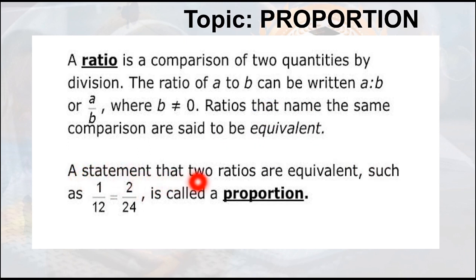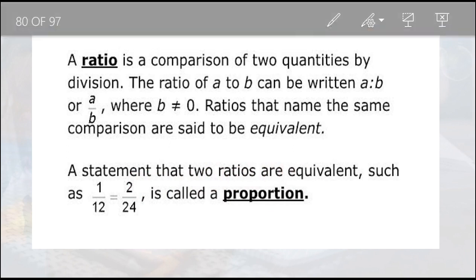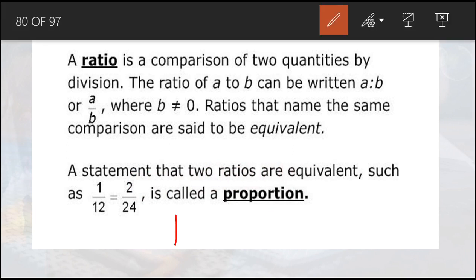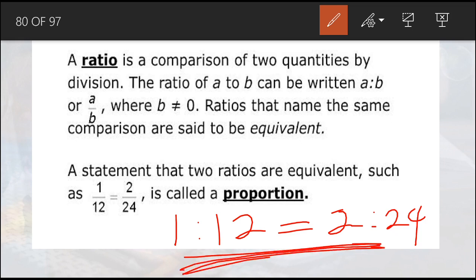This is called a proportion. What do I call it? Proportion. Whenever you have a statement in a ratio, take for instance something like 1:12 equals 2:24. If these two ratios are the same, if they are equivalent, you understand it now? If they are equivalent, if they are the same, we call them a proportion. What do I call it? Proportion. So that's what we are going to do today.